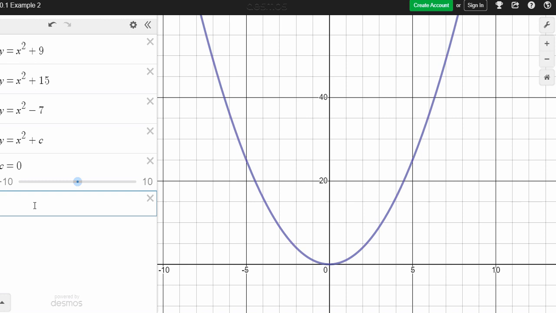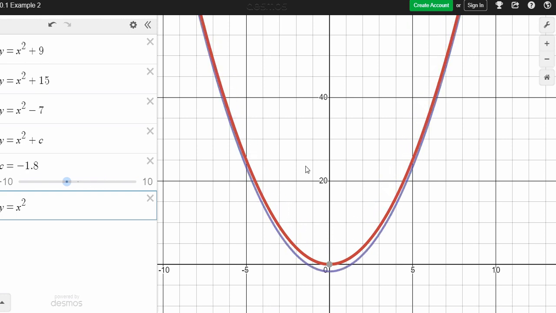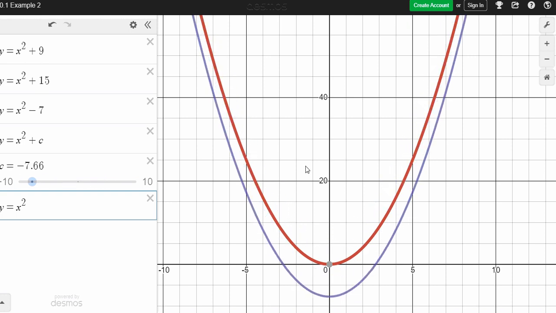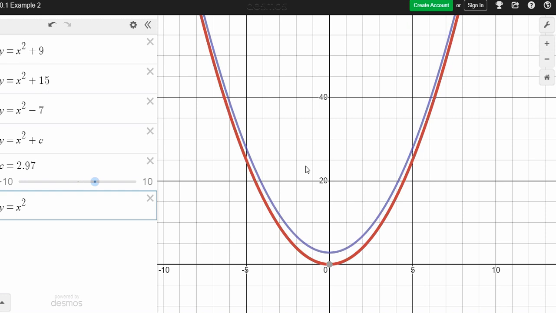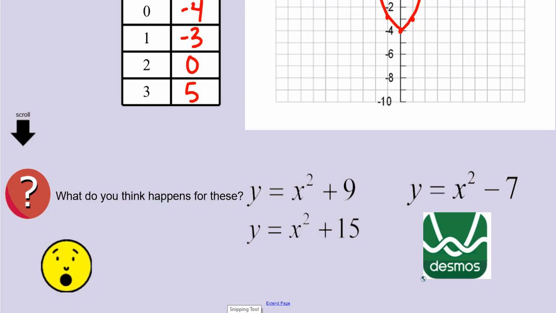And if I type in a parent function, y equals x squared, and then I let C play, as I can see, as C is positive, it moves it up. When C goes negative, it moves the graph down. So that's the role that C plays. C moves the graph up and down. It's the exact same steepness. You can see exact same steepness, it just moves the graph up and down as long as the A is 1 still.